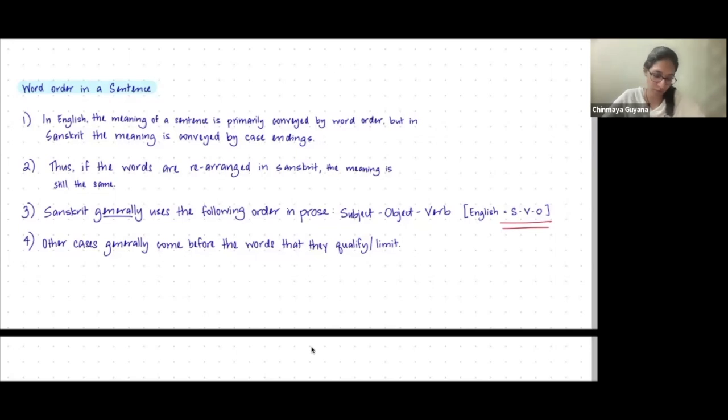Yesterday, we reviewed the word order in a sentence, and we saw how in Sanskrit, the word order is not essential in communicating the meaning of the sentence, unlike English. English relies on the order of words to tell us what the sentence means. The fox jumped over the dog. If you switch fox and dog, the dog jumped over the fox, it means something different.